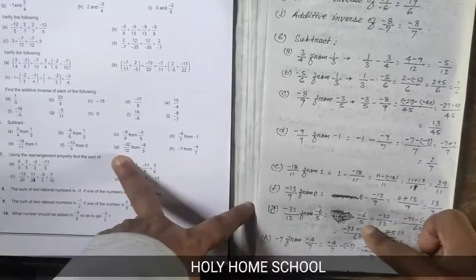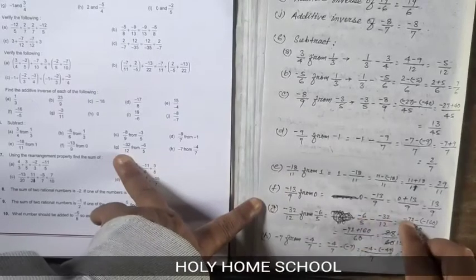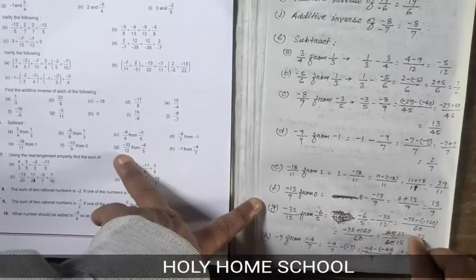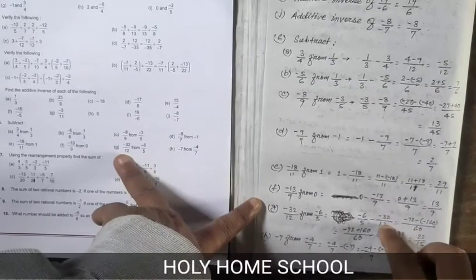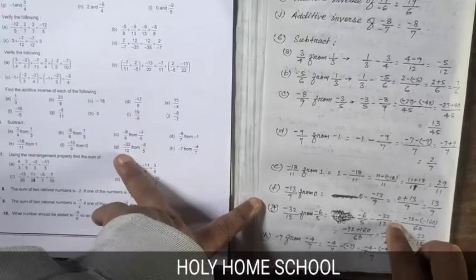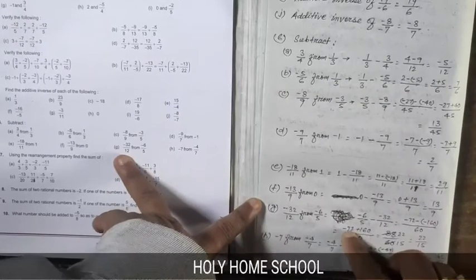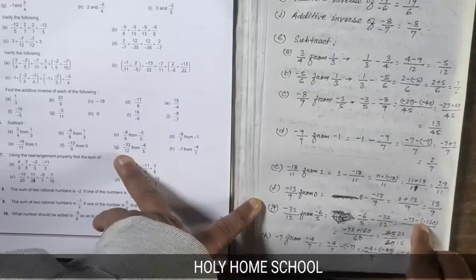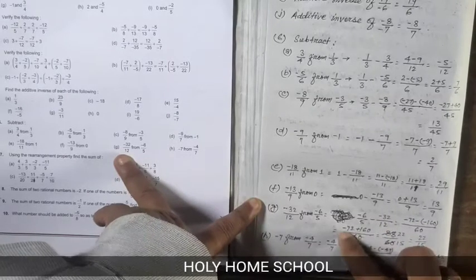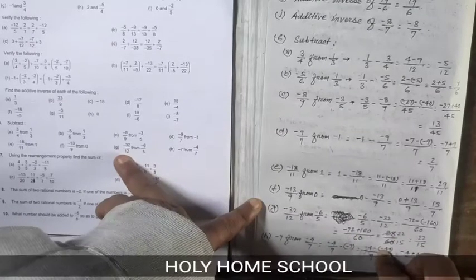Divide 60 by 5, quotient will be 12. 12 times minus 6 will be minus 72. Again, divide 60 by 12, that will be 5. Multiply minus 32 by 5, it will be minus 160. Here it will be minus 72, double minus, it will be plus 160 by 60. 160 minus 72, that will be 88 by 60.